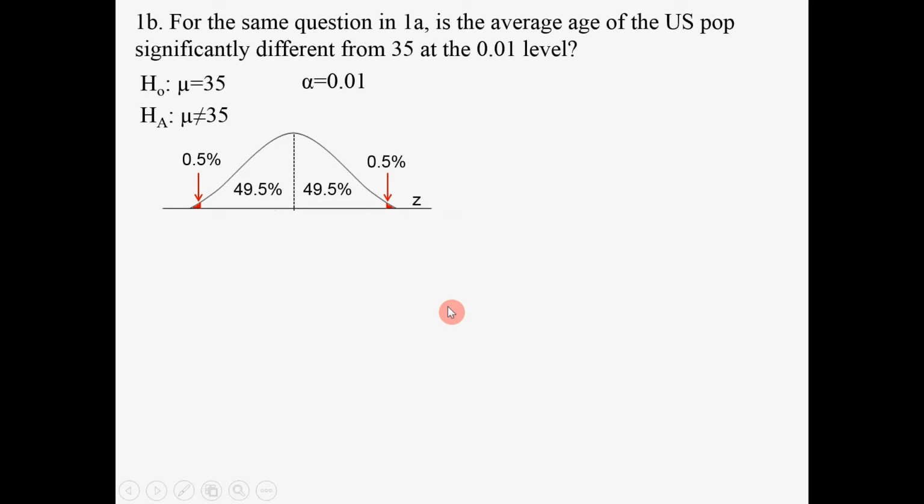So if you look up the normal table, find a probability closest to 49.5%, and you read the table backwards, you can find the critical z-score. And those are the positive and the negative 2.58. And these two critical z-scores delineate the entire z distribution into a non-rejection region in the middle and two rejection regions at the corner.